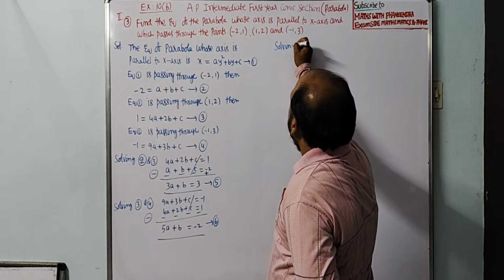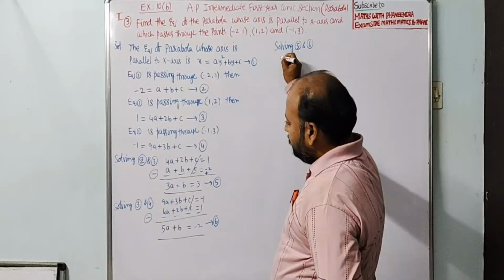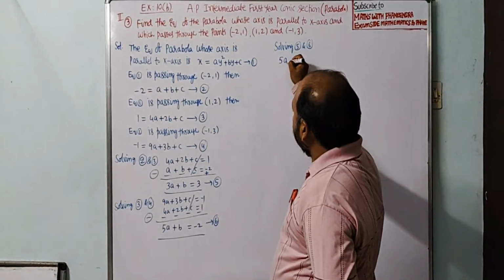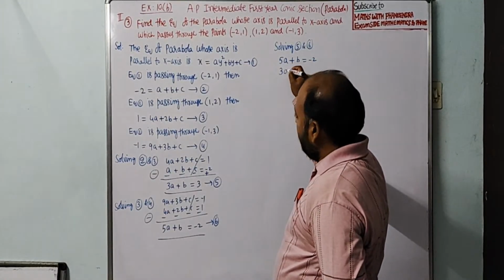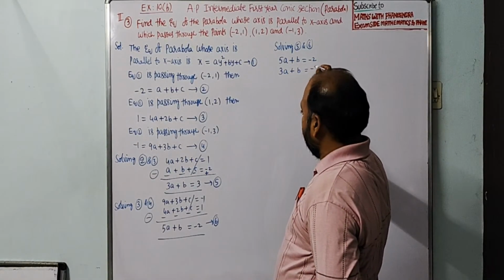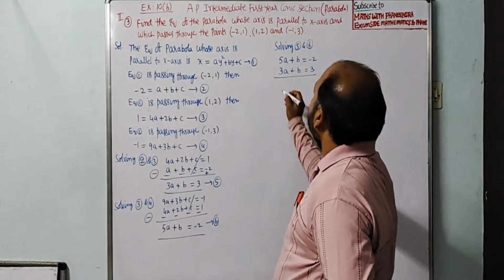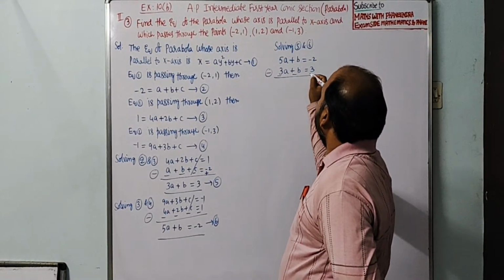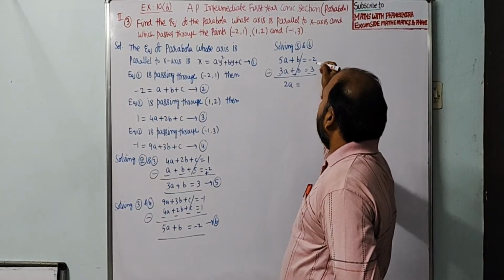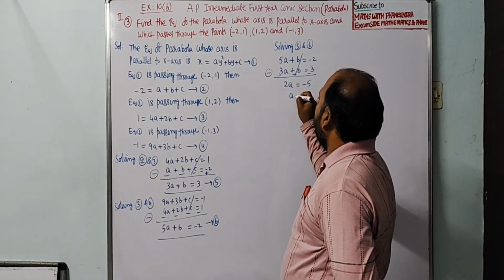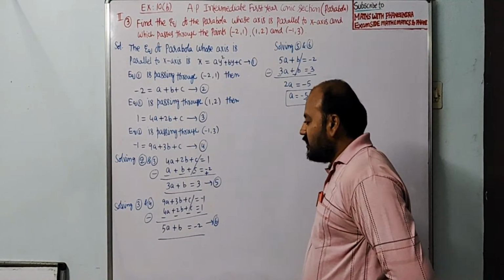Now solving 5 and 6. What is fifth equation? Fifth and sixth. 5a plus b is equal to minus 2. 3a plus b is equal to plus 3. Now subtracting, these two will be cancelled. 5a minus 3a is 2a equal to minus 2 minus 3 is minus 5. So a is equal to minus 5 by 2.